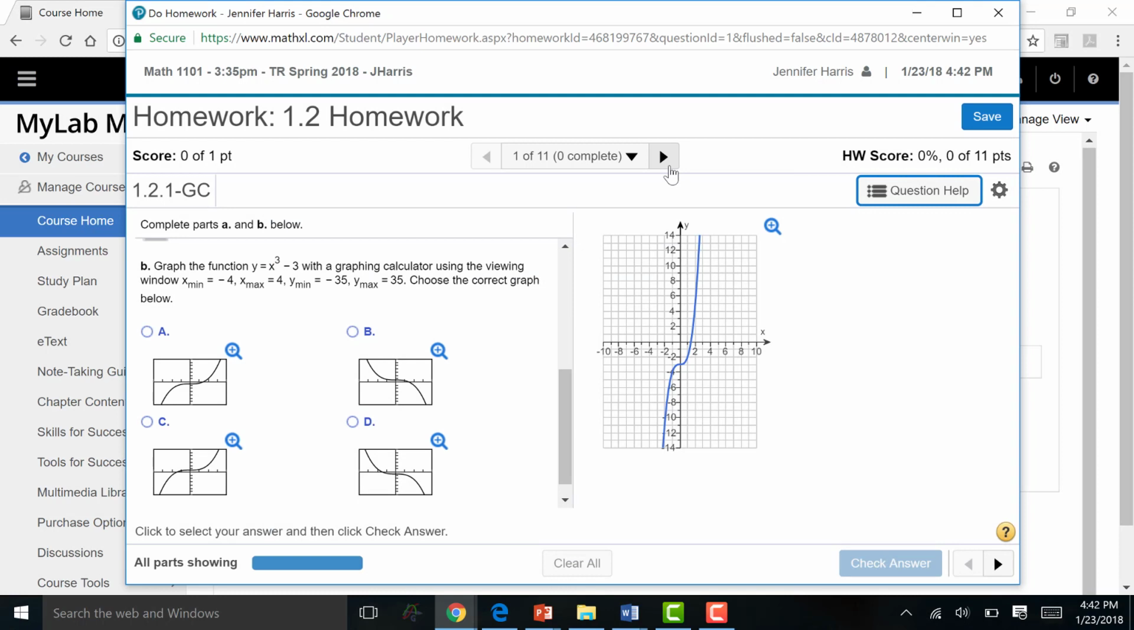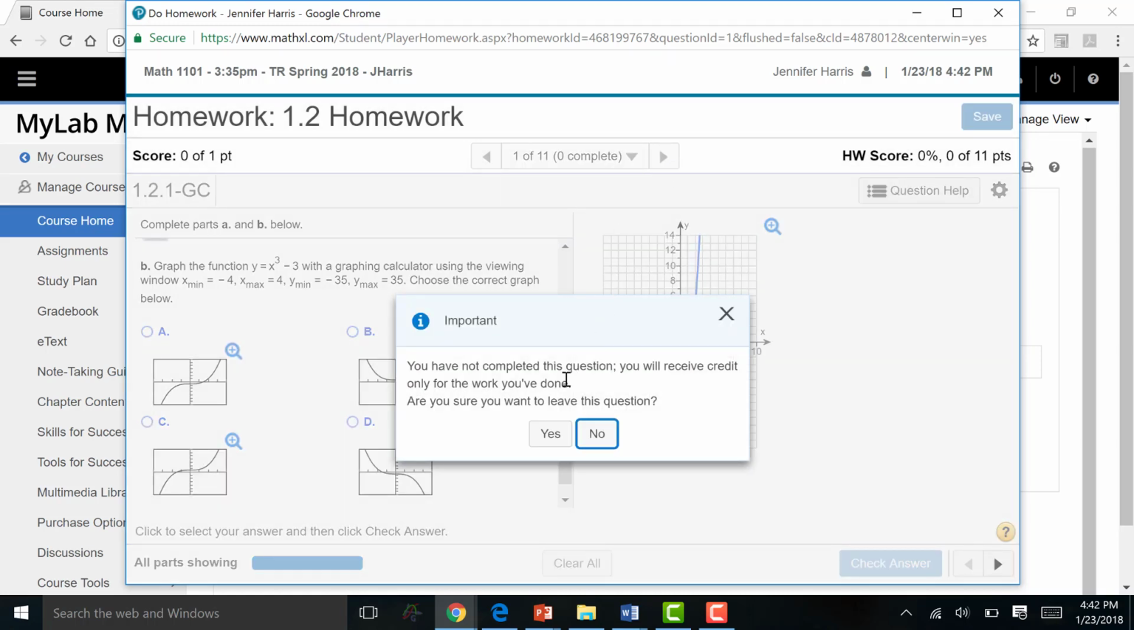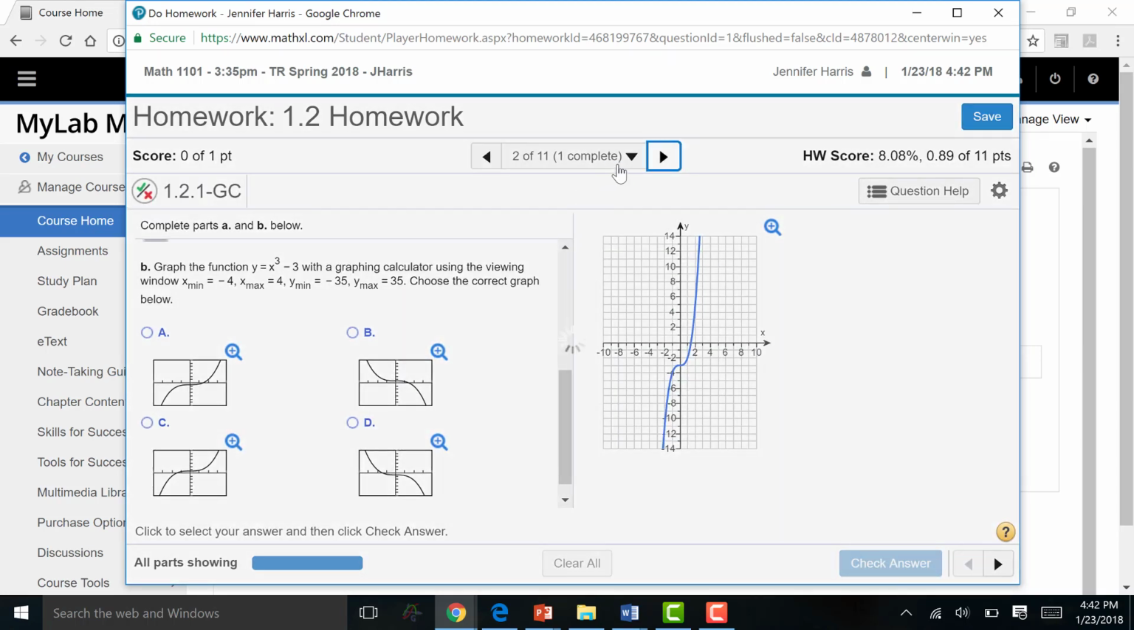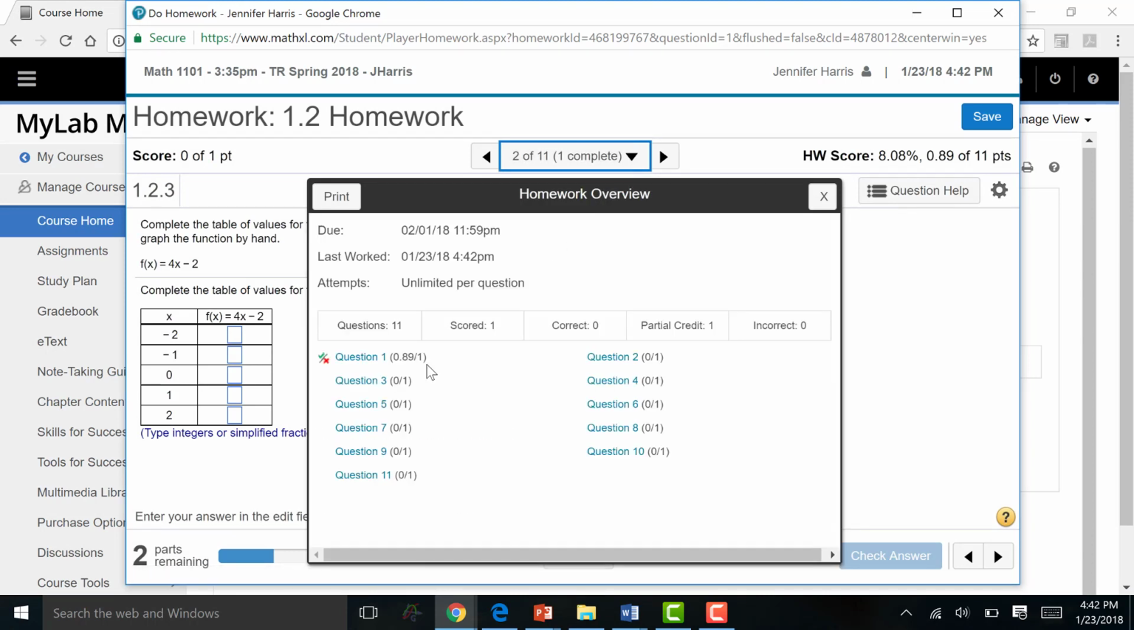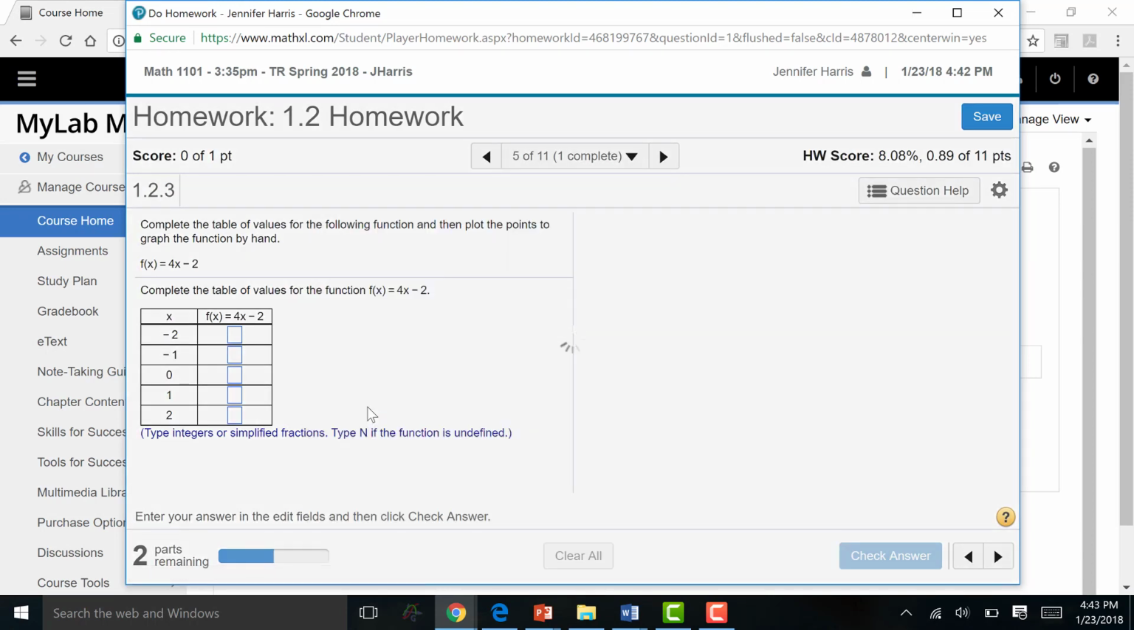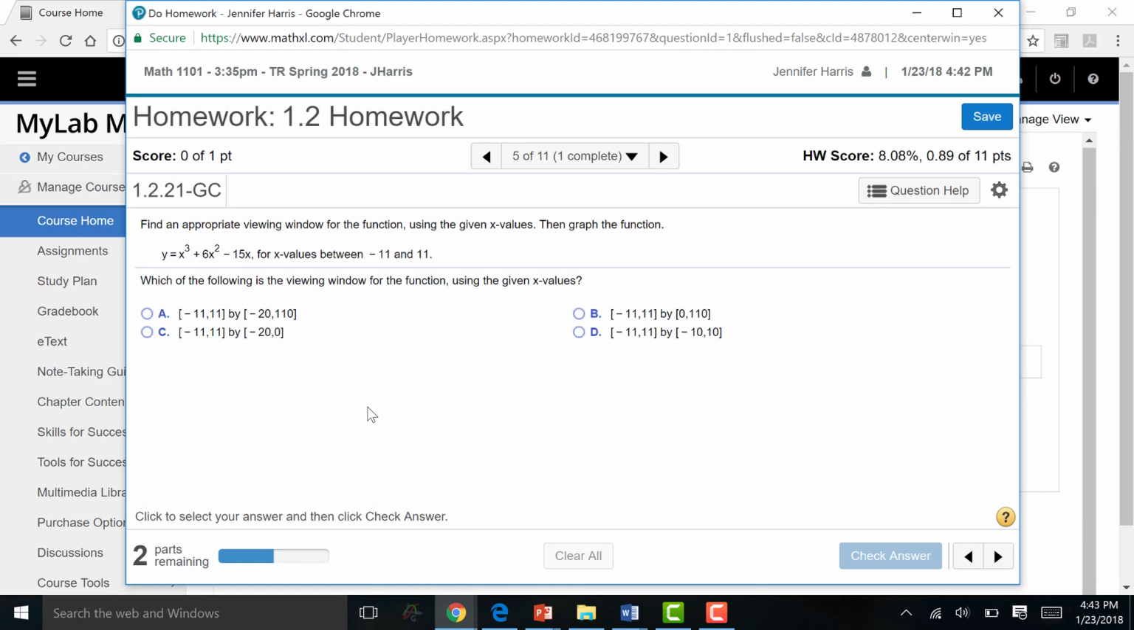What was the other problem that you had questions about? Question number 5. All right, let's see where number 5 is. I wanted to ask about the x minimum. Okay, x minimum, y minimum just wants to know how wide you want your x-axis to be. Look at what they gave you. Did they give you an equation? Yes. And they said for the x values between negative 11 and positive 11. It told you to make the x-axis be from negative 11 to positive 11.